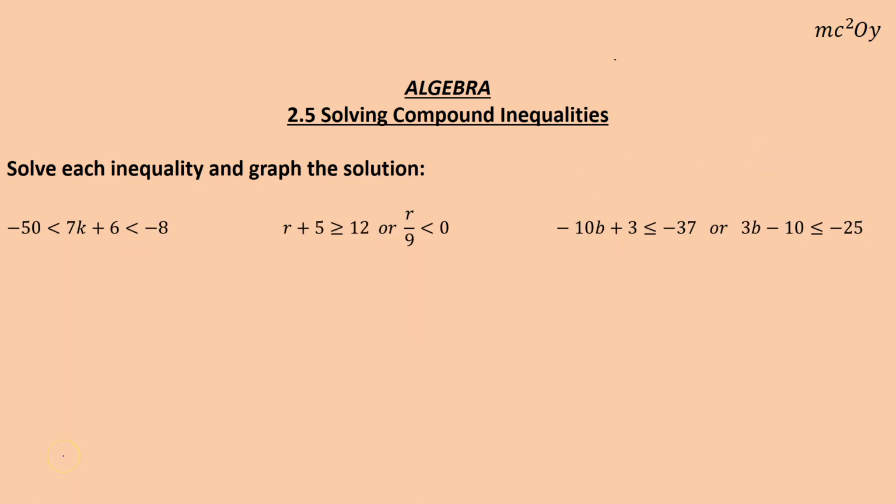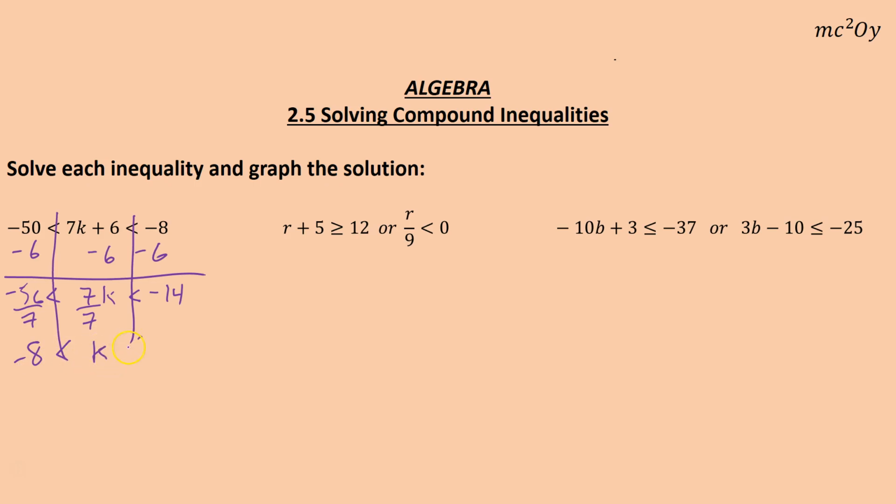All right. Let's try one more "and" situation. We're going to subtract 6. So we get -56, 7k, and -14. Divide by 7. -8, k, -2. Graph, hopefully you've noticed they're always pointing to the left there. -8, -2, open, open, shaded between.